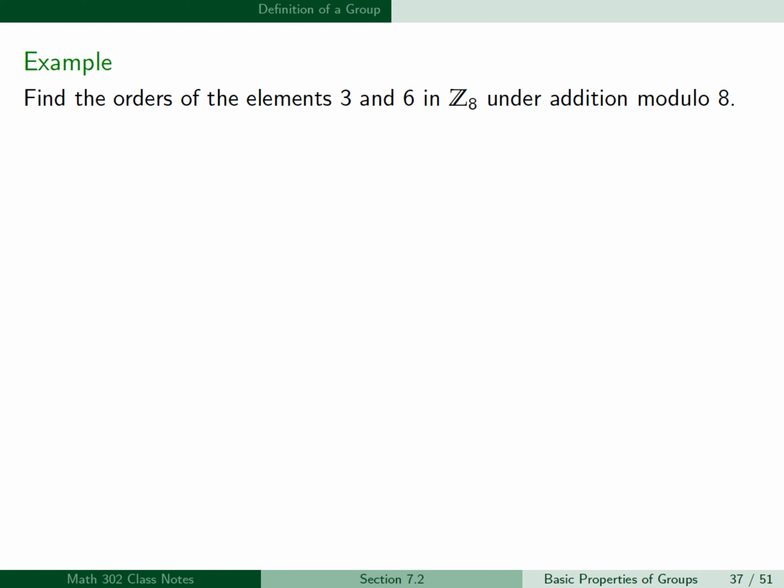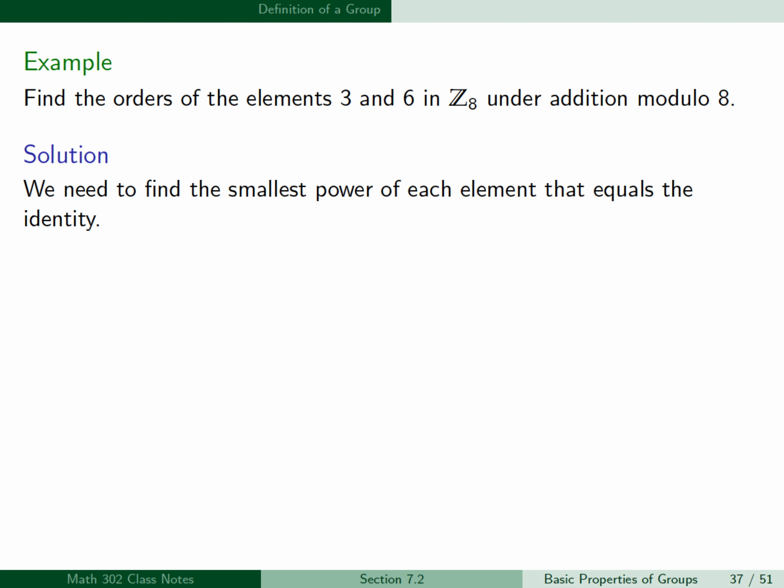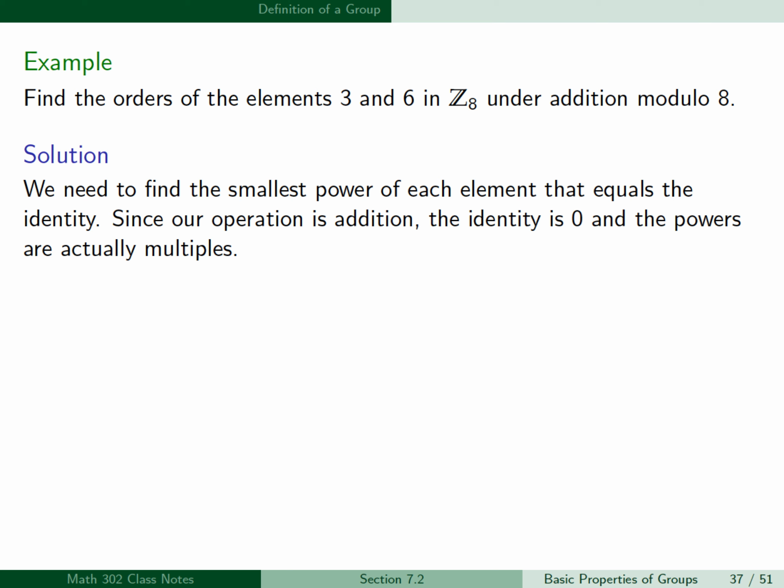For another example, we can find the orders of the elements 3 and 6 in the group Z8, where the operation is addition modulo 8. So we need to find the smallest power of each element that equals the identity. And now since our operation is addition, the identity is 0, and the powers are actually multiples.